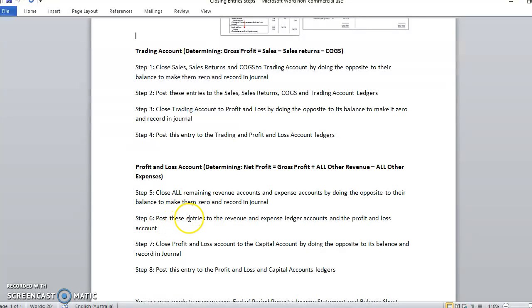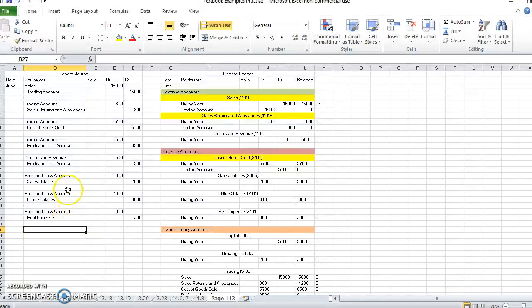We now need to post these general journal entries to the revenue and expense ledger accounts and the profit and loss account. So we'll do all of those journal entries to the ledgers. First one we did was commission revenue, so 500 debit commission revenue 500, leaving us with a 0 balance here, the credit minus the debit, and the opposite account was the profit and loss account.